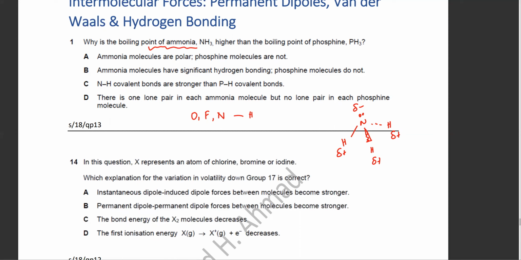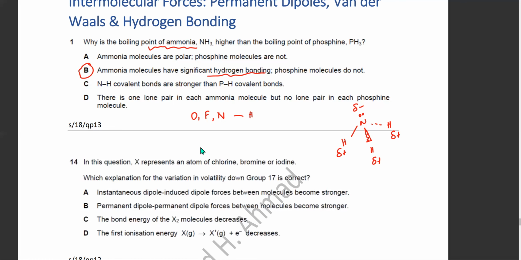Phosphine, on the other hand, phosphorus is lower down in the periodic table, so its electronegativity is not that strong. So it's not that polar. So the answer would be B. Ammonia molecules have significant hydrogen bonding. Phosphine molecules don't. So there are greater attractive forces, and ammonia is going to have higher melting and boiling points. Okay, is this clear?